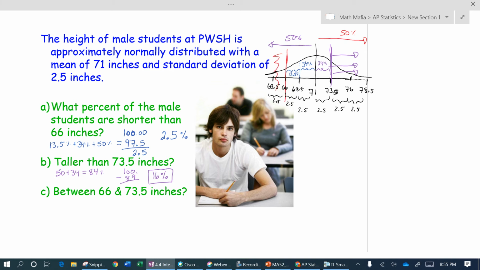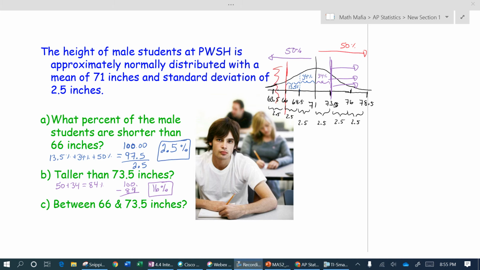And our final question here wants to know what percent of the male students are between 66 and 73.5 inches. So between 66 and 73.5 is going to be right here. So we want to know what is this percent? Right there.